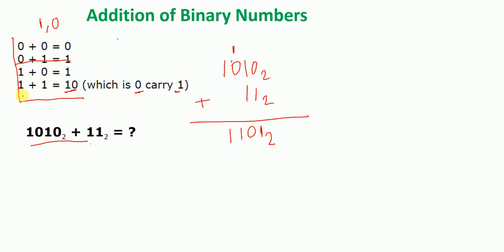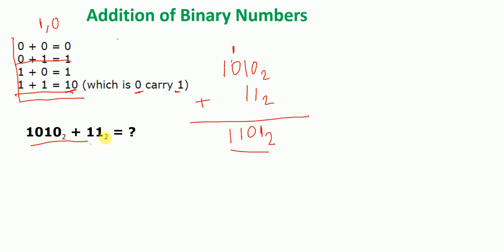This is the rule here: 1 plus 1 is 10, but we write 0 and we take 1 carryover. Then we have 1 here, and 1 plus 0 is 1, and we have 1 here, so it will be 1. So this is the answer for addition of binary numbers, and this is the rule.